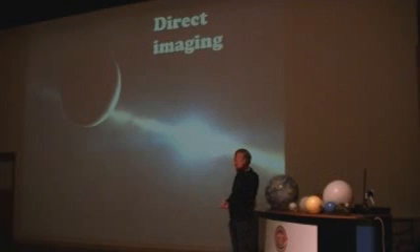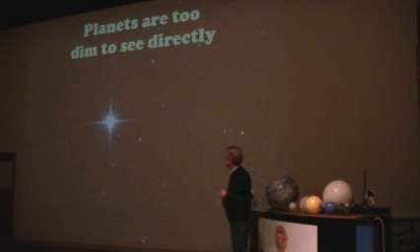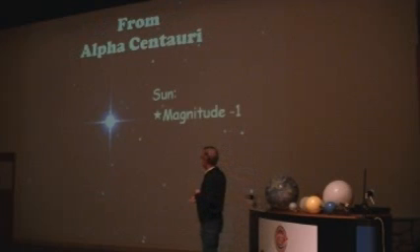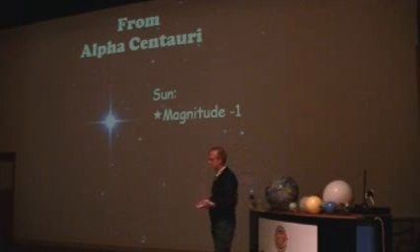So why don't we just take pictures? Why don't we just take pictures of stars with planets going around them? Well, the problem is that the stars are very, very bright compared to their planets. If we were to actually go to Alpha Centauri and look back, the sun would appear to be about the same brightness as Alpha Centauri is to us, because they're comparable stars.